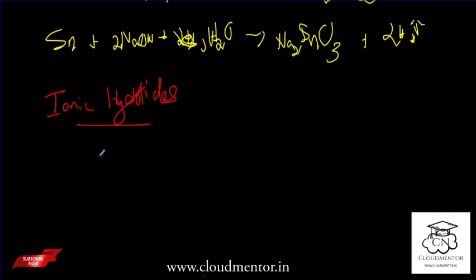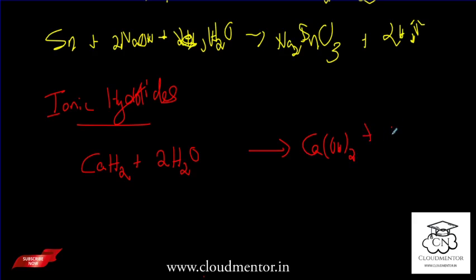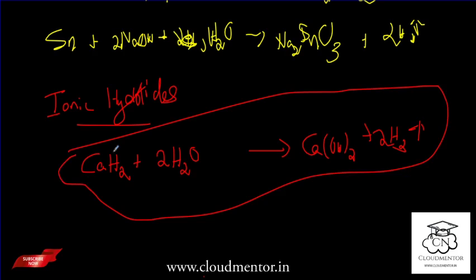If I take calcium as an example, the hydride of calcium, that is CaH2, plus 2H2O, it reacts with water to give calcium hydroxide, and what we need, that is the hydrogen. That's the byproduct. So this is the reaction of ionic hydrides with water, which gives the hydroxide, and also we will get hydrogen gas as the result.